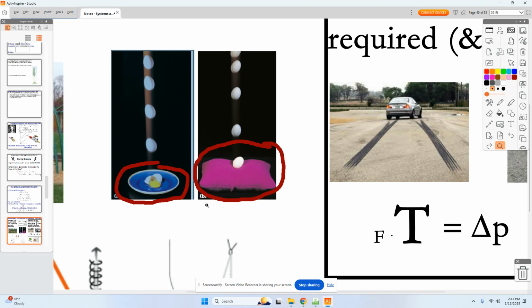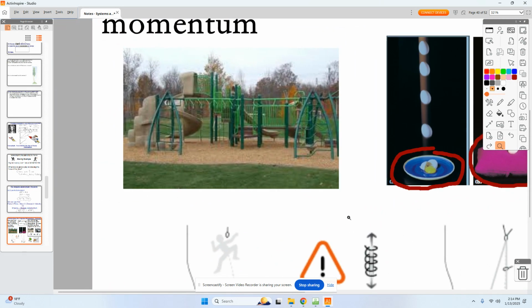Do you guys know why they put the pea gravel and the wood chips and stuff underneath the playground equipment? Do you guys know what they're doing? Same idea, making the time bigger to make that force smaller.